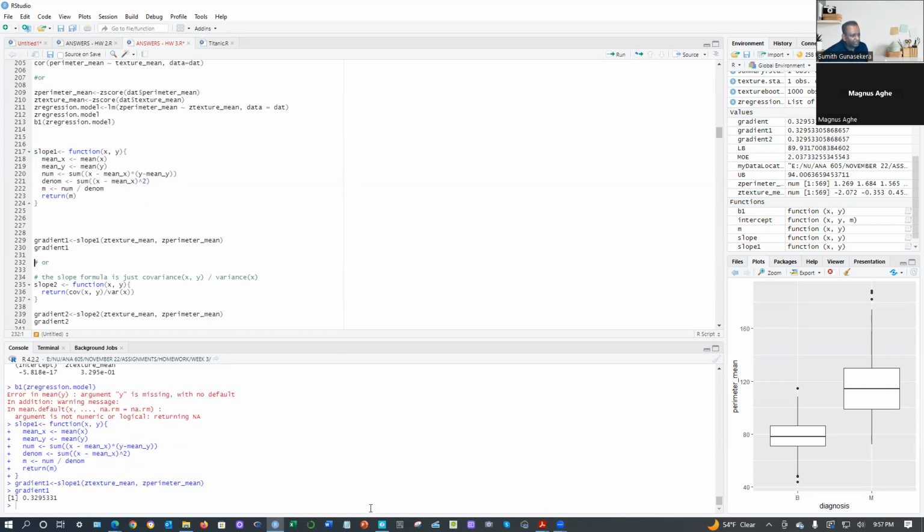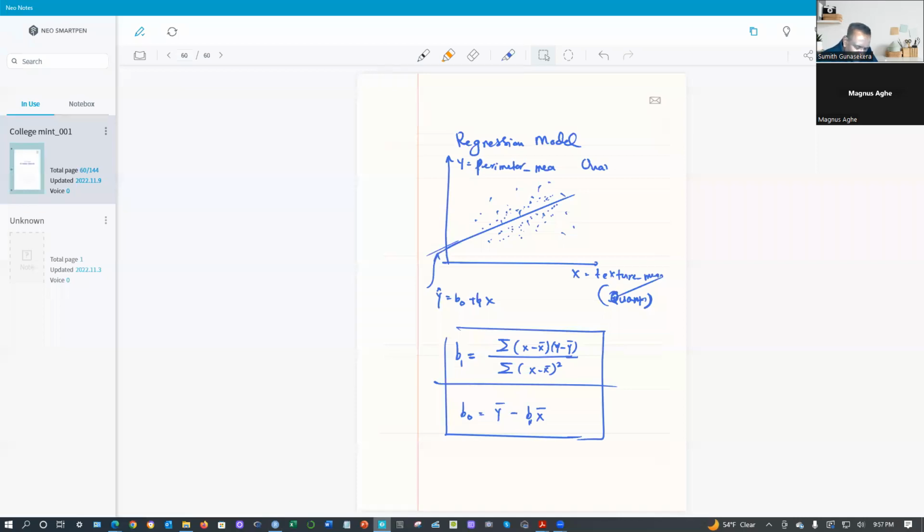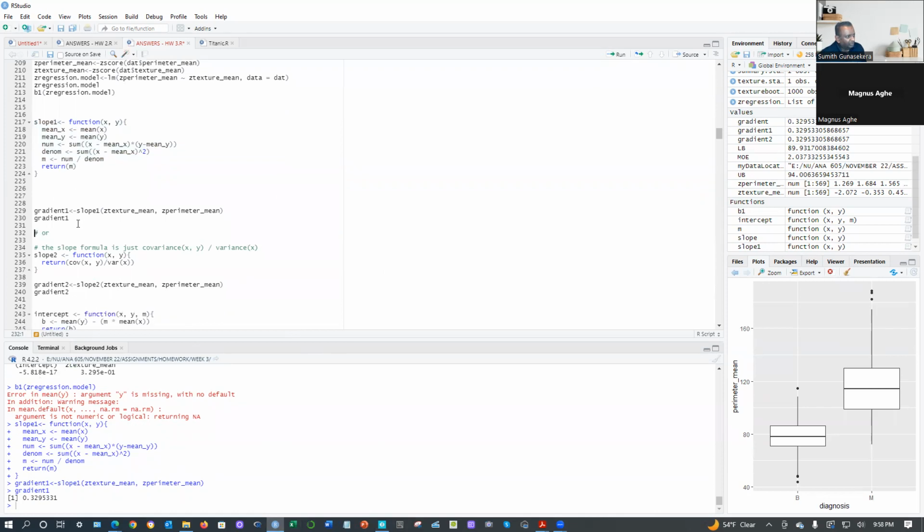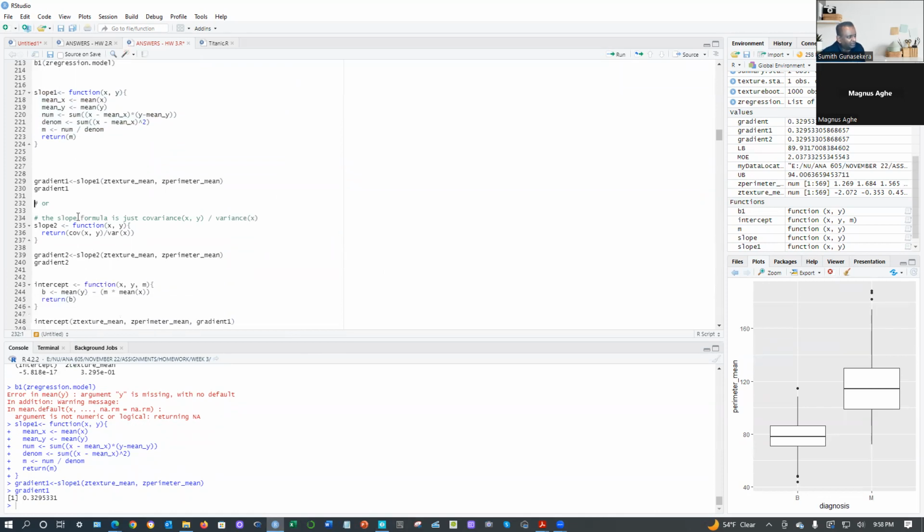There's another formula that you can use: covariance divided by variance of X. It's nothing but the covariance between X and Y divided by the variance of X. You can build up that one. I call that one gradient. Gradient is another name for the slope. Any name you can give, it doesn't matter. See, covariance versus this one.